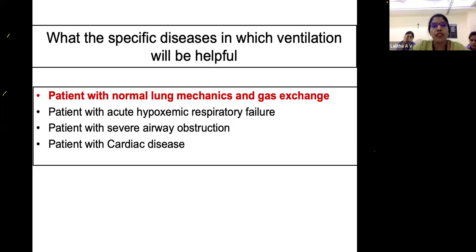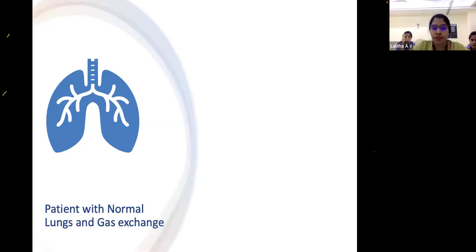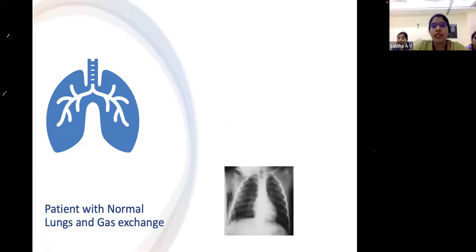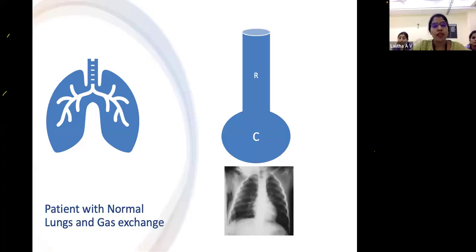So now coming to the main objective of this talk: how to ventilate a child with a normal lung as well as an abnormal lung. So let's look at the child with normal lung mechanics and gas exchange. So what are the conditions? We know that if we have a normal lung and gas exchange, do you remember this figure?